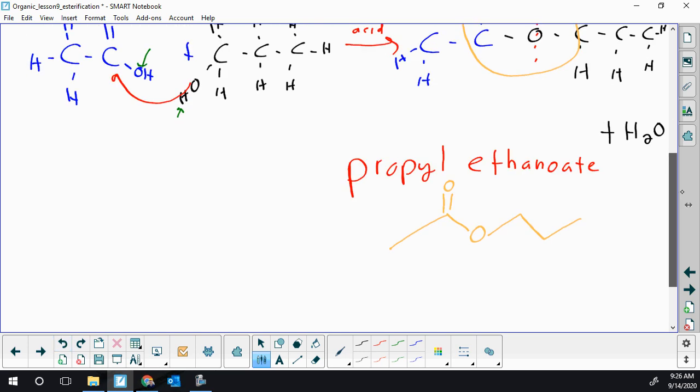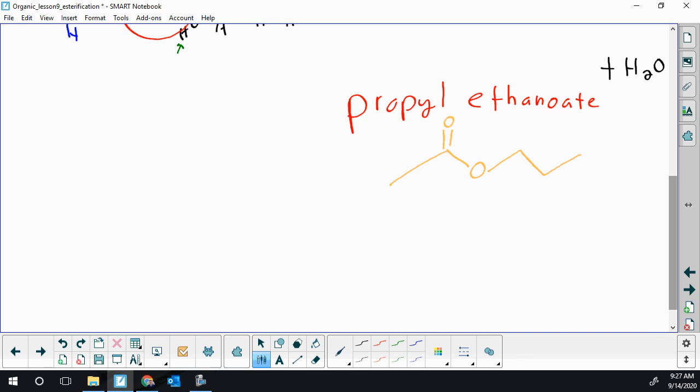And again, realize you can always draw mirror images. So I could have flipped the sides. 1, 2, 3, O. That is also propyl ethanoate. I just put the 3 carbon alcohol part on this side, and I put the 2 carbon acid piece on that side. Either's correct, either's fine.